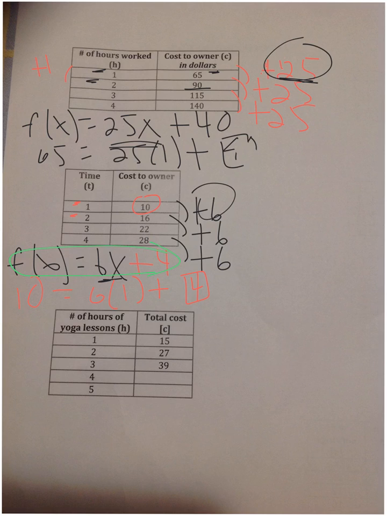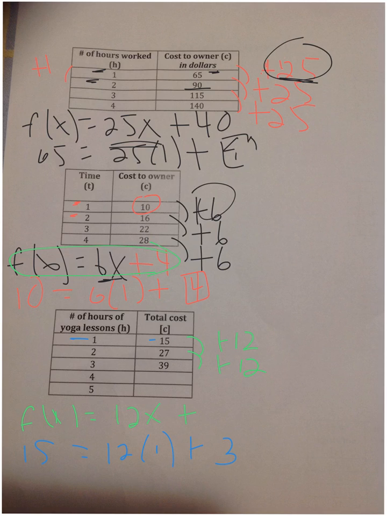Let's check the last one. Okay, 15 to 27 is plus 12. 27 to 39 is plus 12. So we have f of x equals 12x plus. So go back and look at the 1. If we said x is 1, what are we going to add to get 15 as our y value? And that's going to be 3.